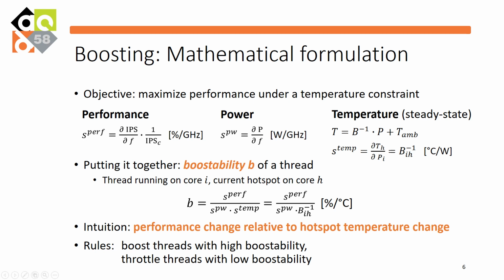As general rules, we should boost threads with a high boostability, which means high performance gains for small temperature increase, and we want to throttle threads with a low boostability, which means small performance losses for a high temperature decrease. Making boosting decisions based on this boostability metric is the first core contribution of our paper.